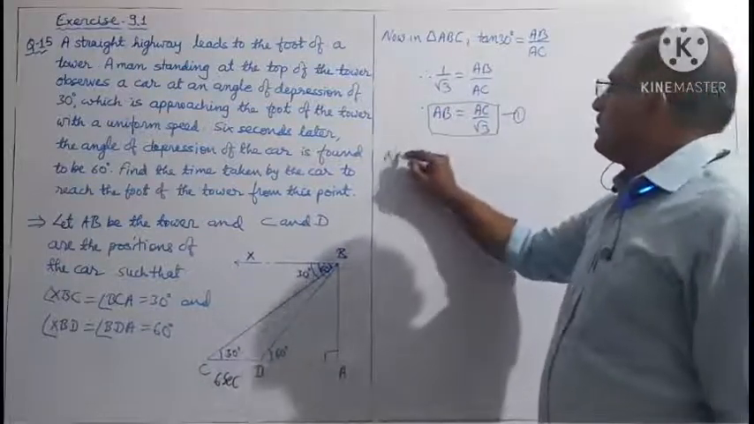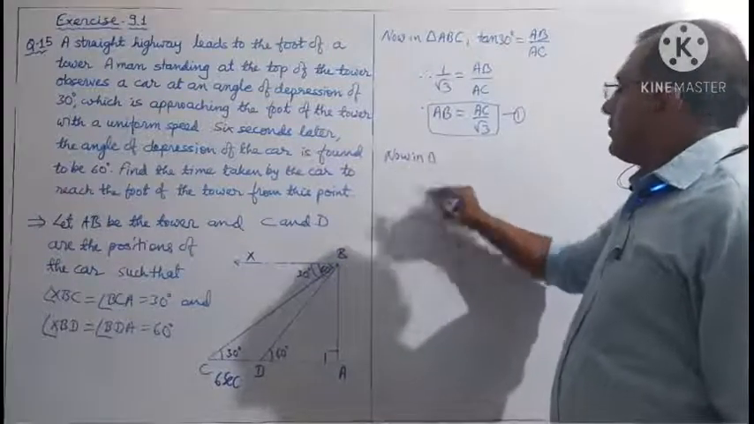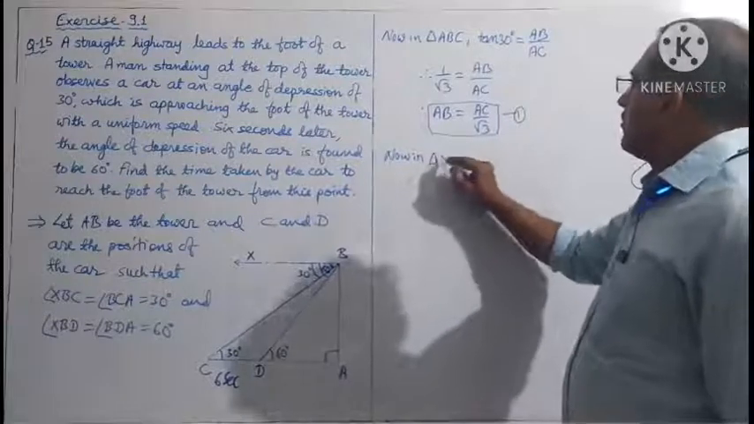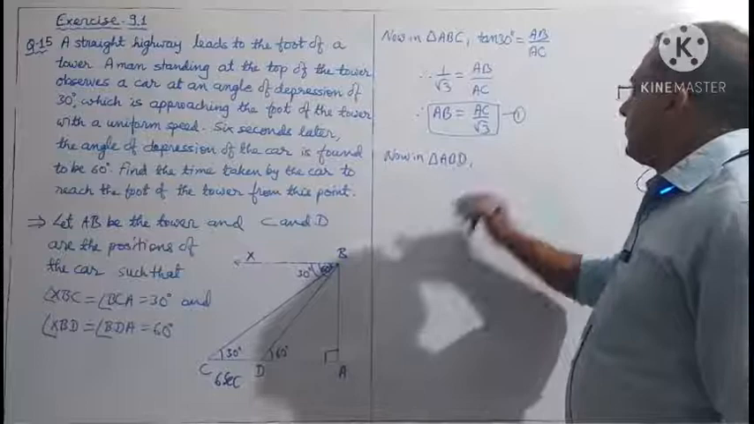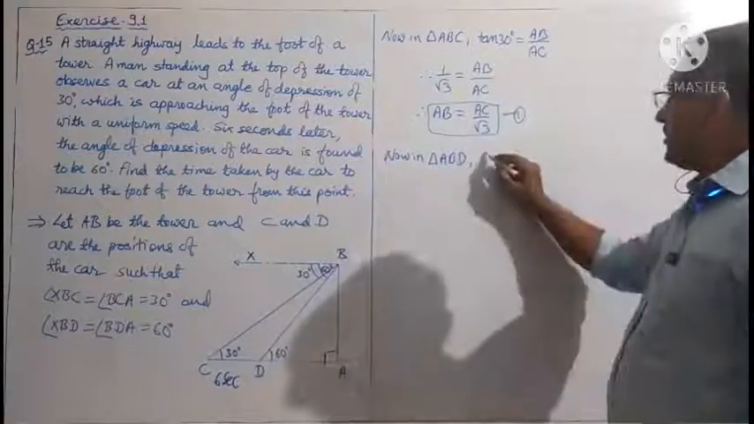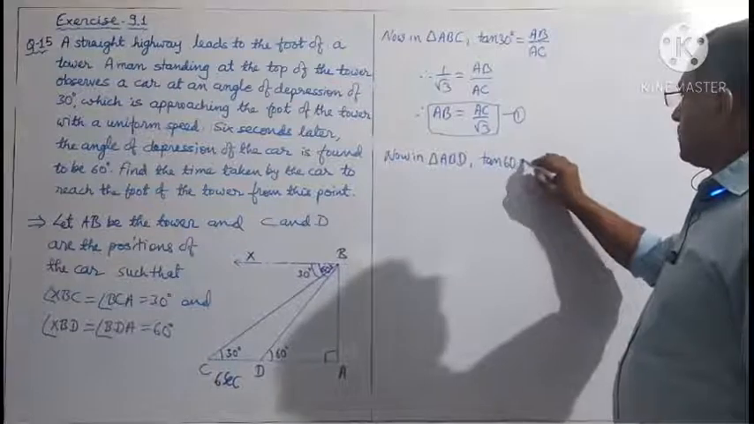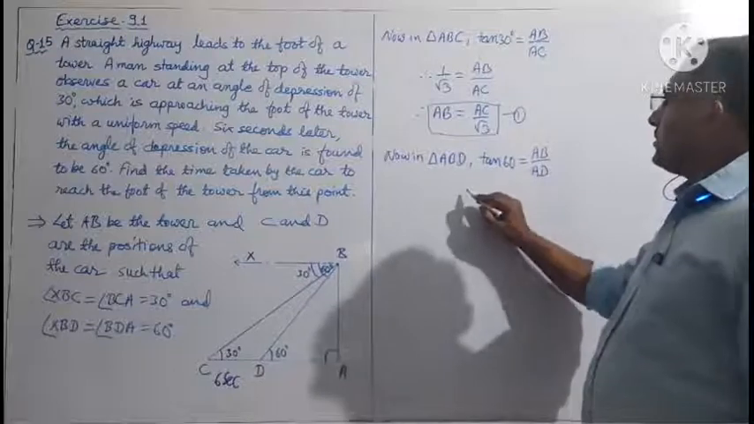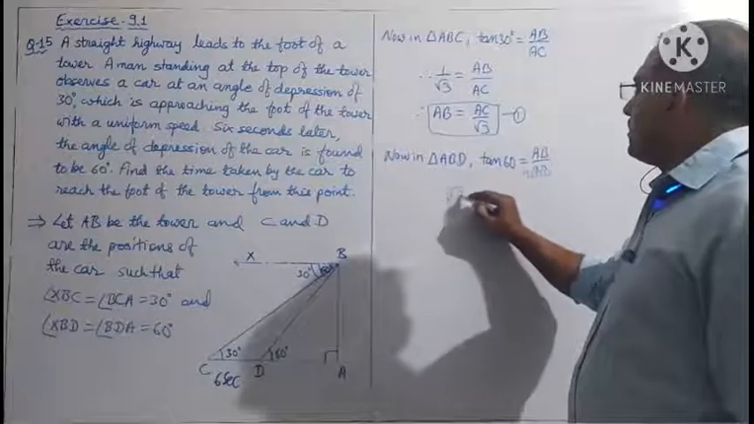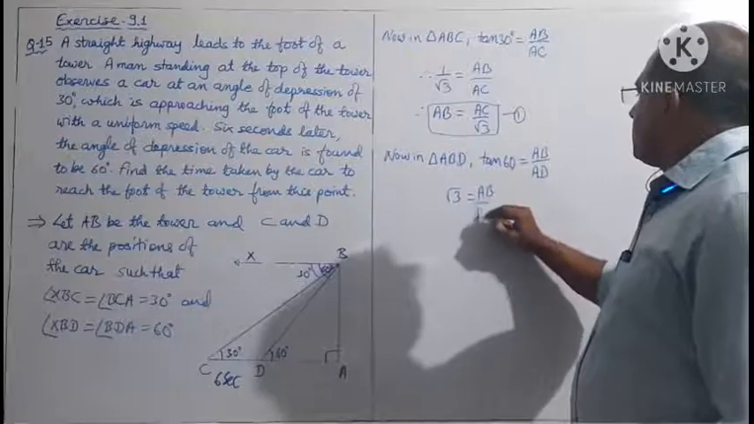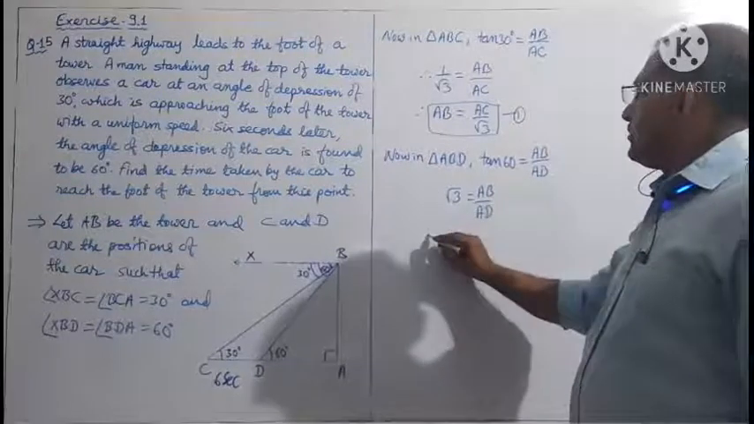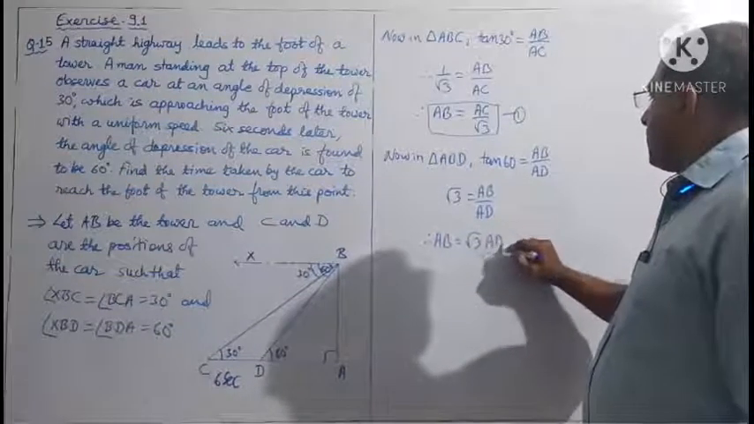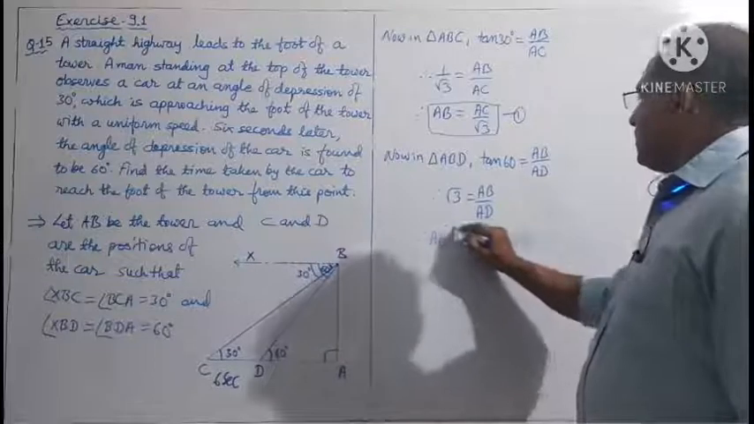Now in triangle ABD, again in the same way, opposite side and adjacent side. So tan 60 is equal to opposite side AB divided by adjacent side AD. So tan 60, that is root 3, is equal to AB upon AD. Here also we eliminate AB, so AB is root 3 times AD. This is result number 2.